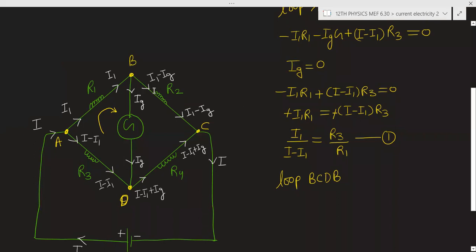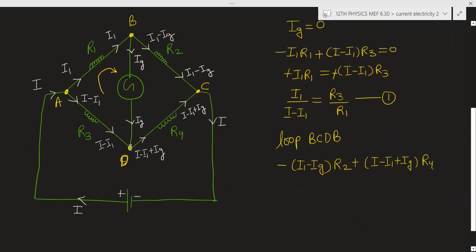And the sign will be positive or negative, Nafisa? Negative. Very good. So I will take here minus of I minus I1 minus IG into R2. Now when you move from C to D, we will take the positive sign. So I minus I1 plus IG into R4. And finally, we are moving from D to B, so again we will take the positive sign. IG into G, where G is the resistance of the galvanometer. And this all equals zero according to Kirchhoff's voltage law.